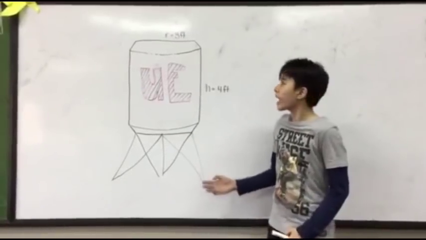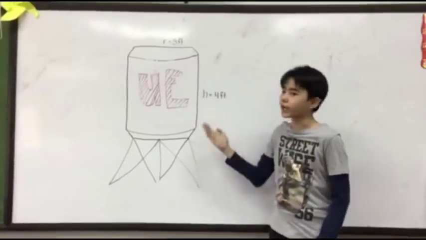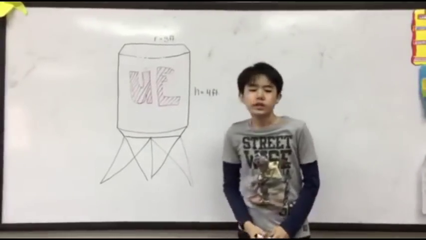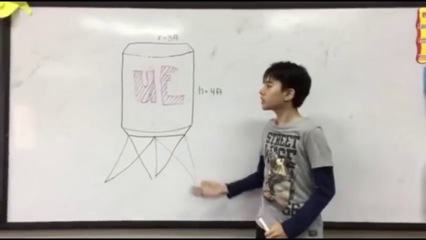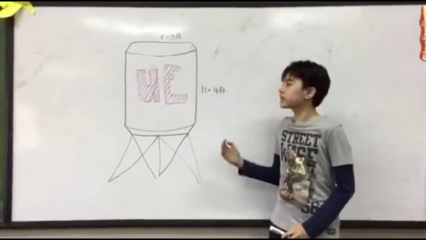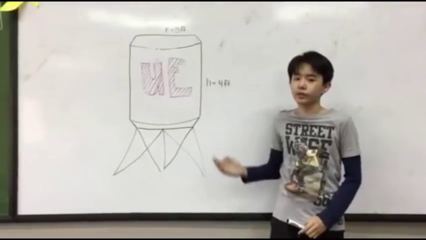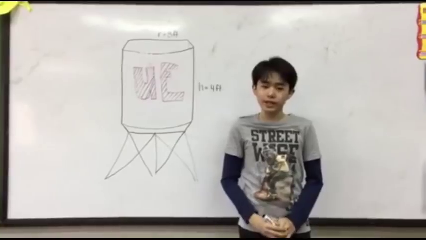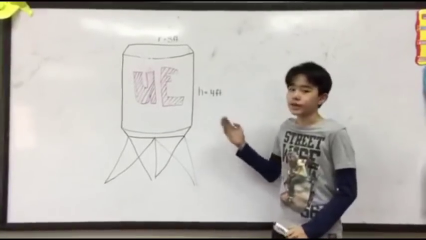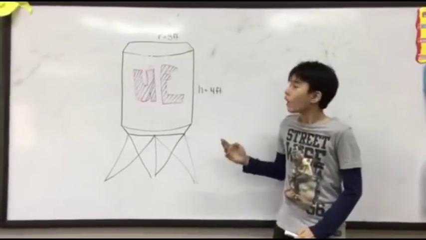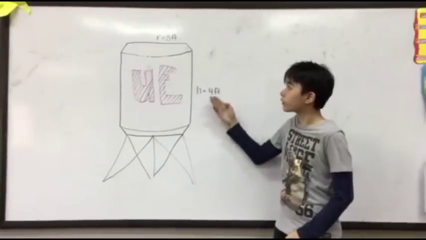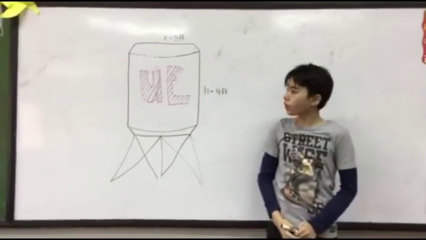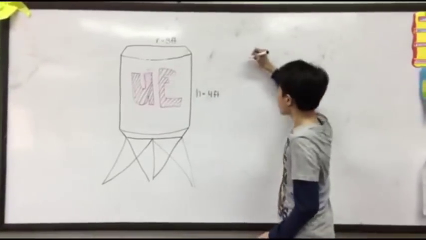A water tank has a radius of 3 feet and a height of 4 feet. What is the total volume of this water tank? We all know that a water tank is a cylindrical object, and cylindrical objects have a certain formula to get the volume. The formula is pi times radius squared times height. The given height is 4 feet and the given radius is 3 feet. So, we multiply this by pi.